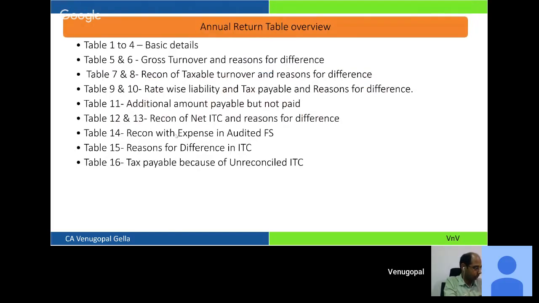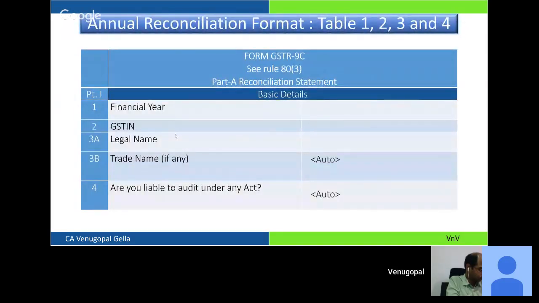So for each of the tables, there is a reconciliation. If the reconciliation is not matching, there is a reason for differences. Like table 5, gross turnover reconciliation, table 6, if it is not matching, the reason for it. So we will get into a table by table analysis. Part 1, basic information. This data is basic information which users would be filling, and this is very basic.